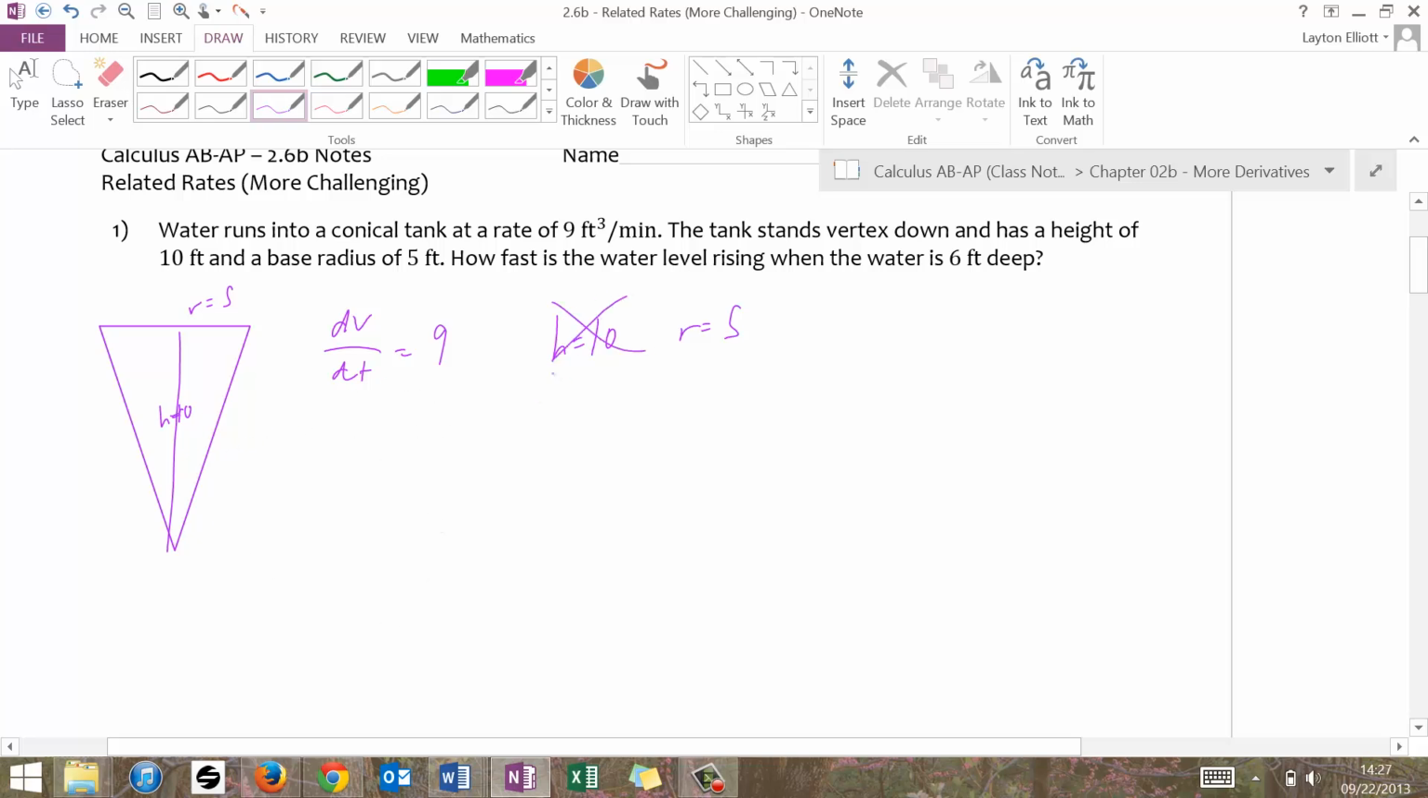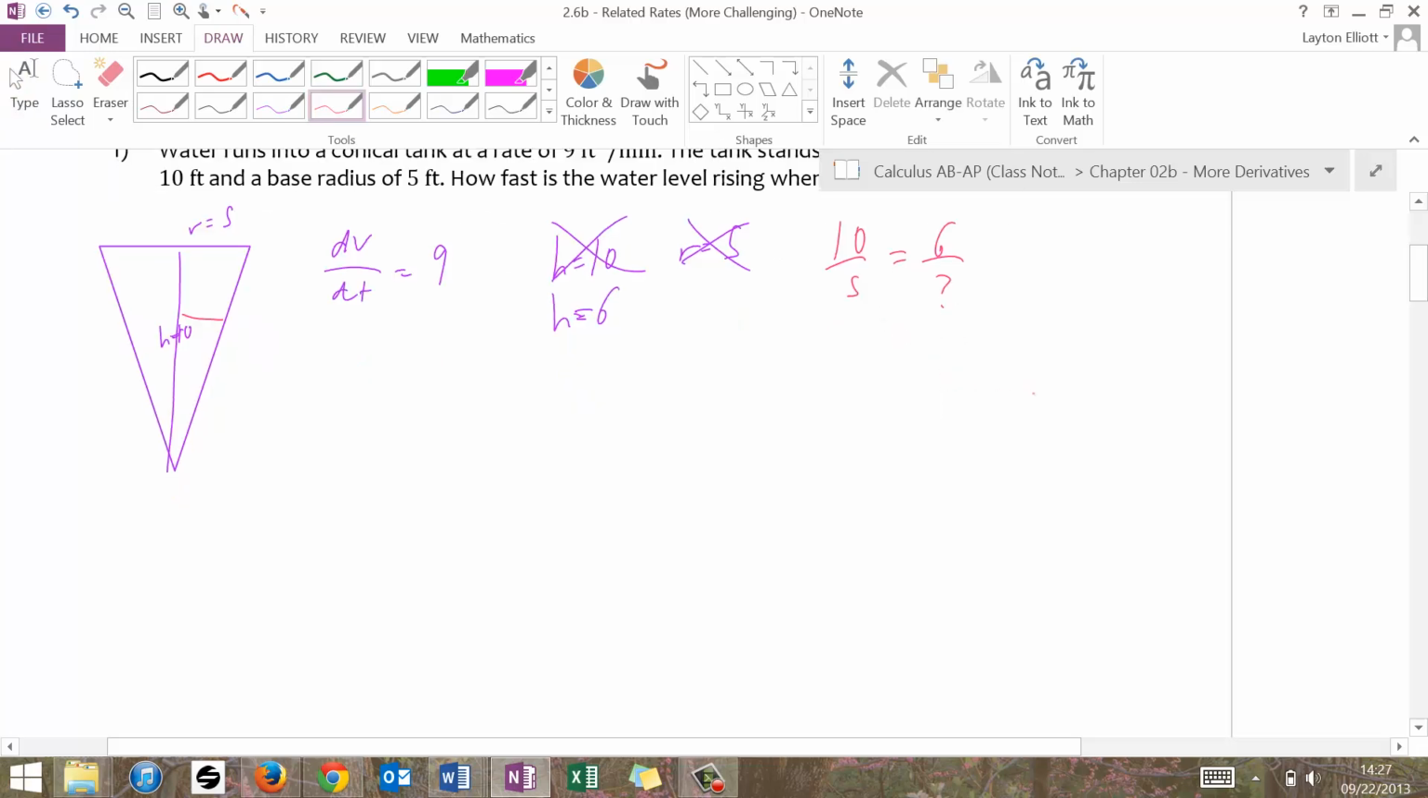So I'm going to cross that out and say h is equal to 6, and cross out r because I need to know what r is when h is 6. I'm going to do that with a proportion, the similar triangle thing, and say h over 5 equals 6 over what? That's 2 over 1 equals 6 over question mark, and the question mark is equal to 3. So when h is equal to 6, r is equal to 3. That's one of those things we need to know.